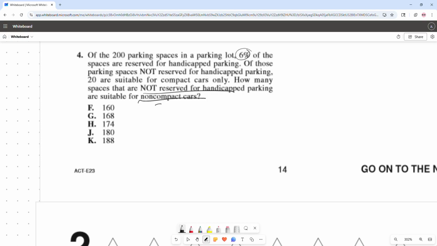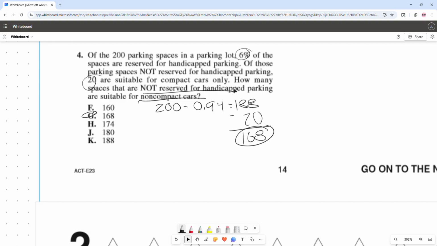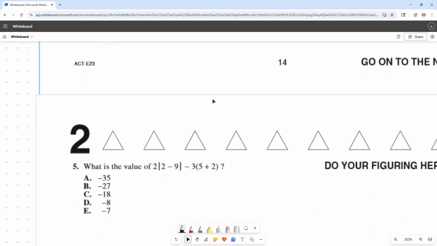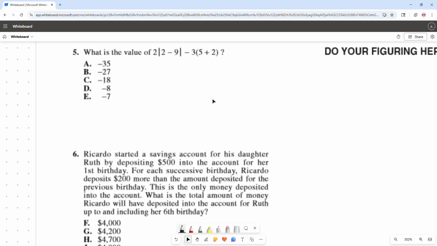So to find that number, you do 200 times 0.94, and that should give you 188. And then it says that 20 are compact, so we need to subtract the compact to get our non-compact. We just get 168. So 168 non-compact, not handicapped. That's G. So this is very simple percentages, and it's a word problem, so it can be tricky to figure out what they're asking for. But it's very fast and simple.